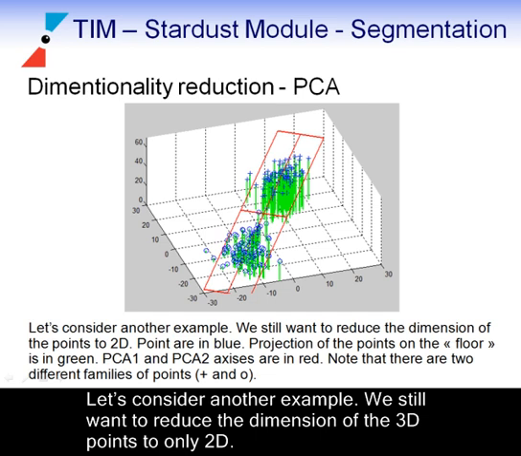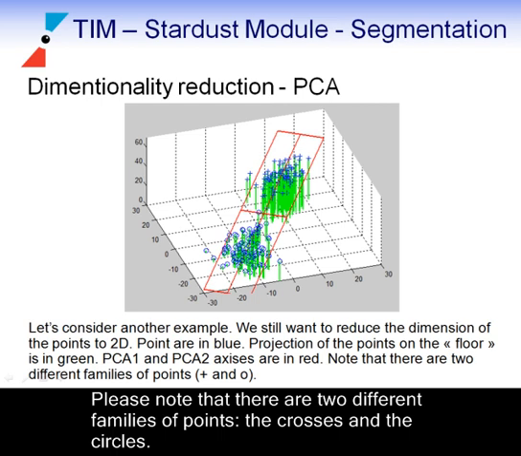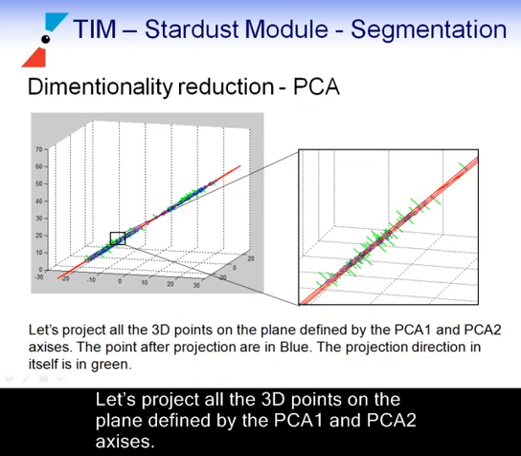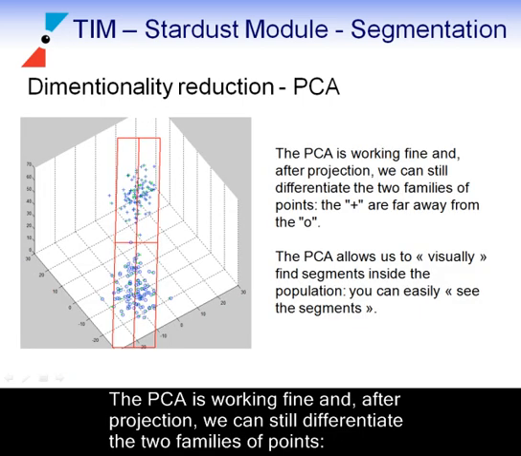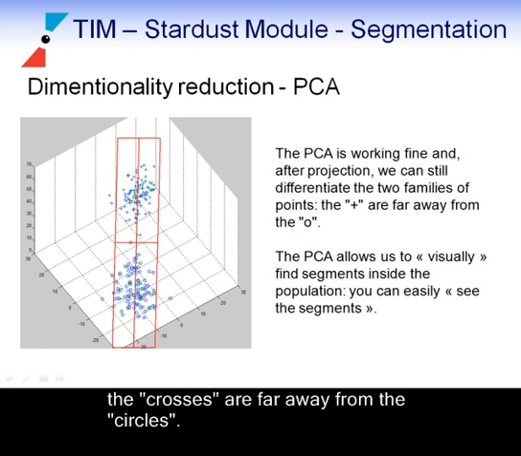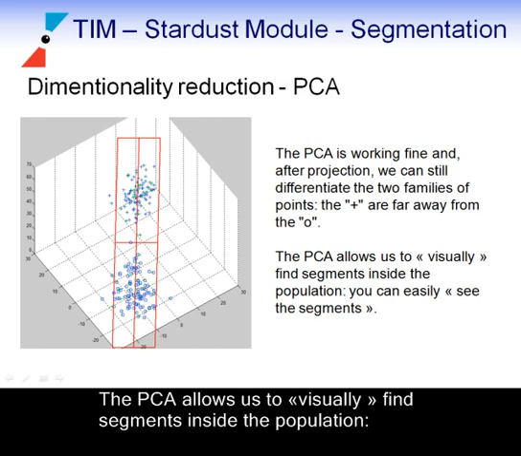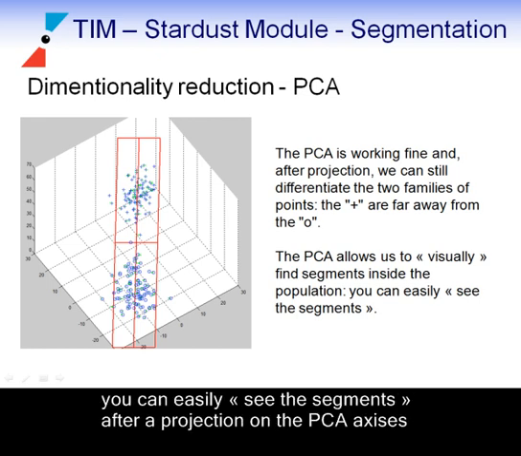Let's consider another example. We still want to reduce the dimension of the 3D points to only 2D. Please note that there are 2 different families of points, the crosses and the circles. Let's project all the 3D points on the plane defined by the PCA1 and PCA2 axes. The points after projection are represented in blue. The projection direction in itself is in green. The PCA is working fine, and after projection we can still differentiate the 2 families of points. The crosses are far away from the circles. The PCA allows us to visually find segments inside the population. You can easily see the segments after a projection on the PCA axes.